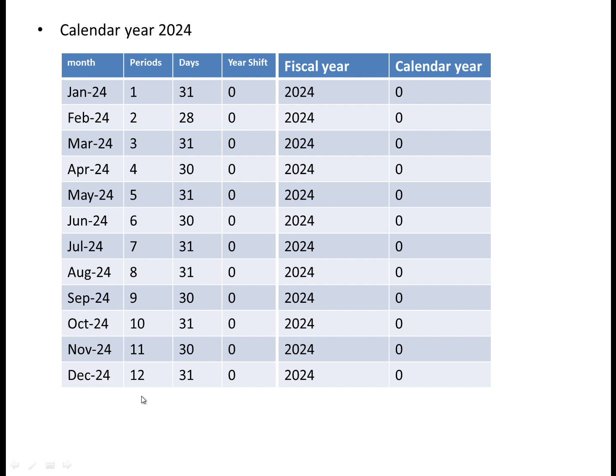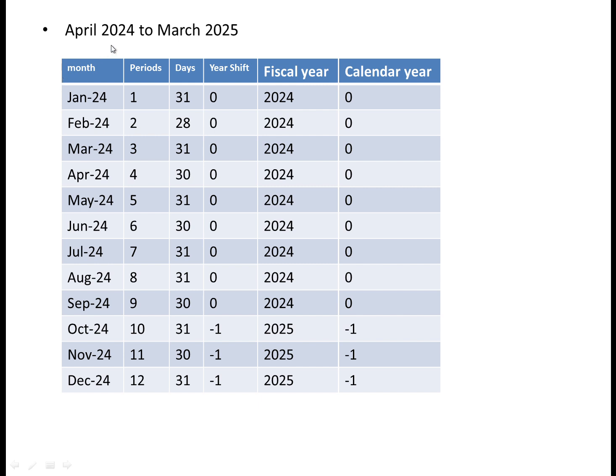Here the periods are 1 to 12. January is the first posting period and December is the 12th posting period. These are the days of the concerned months. And here there is no year shift, it is a straight calendar year, so the fiscal year will be considered as 2024. Now from April 2024 to March 2025.